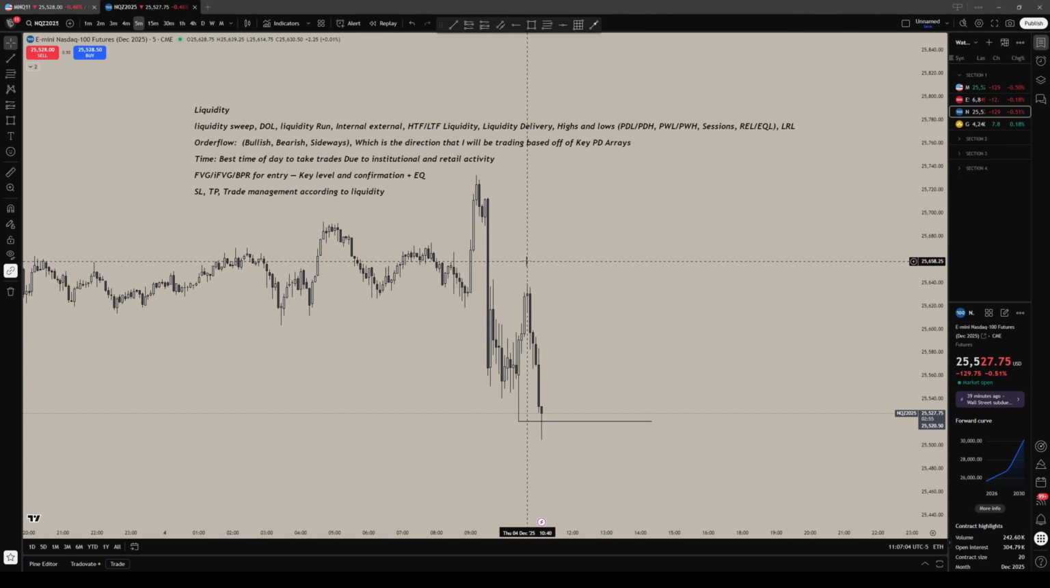Now, prefacing, these are ICT's concepts, not mine. This is what I used to trade to make money. This is what your favorite creators used to trade. And these concepts are very strong and have a lot of depth to them. And this is where people usually get lost.